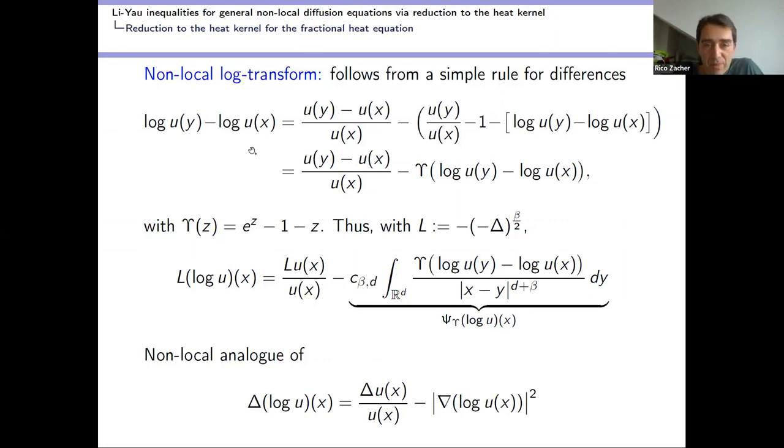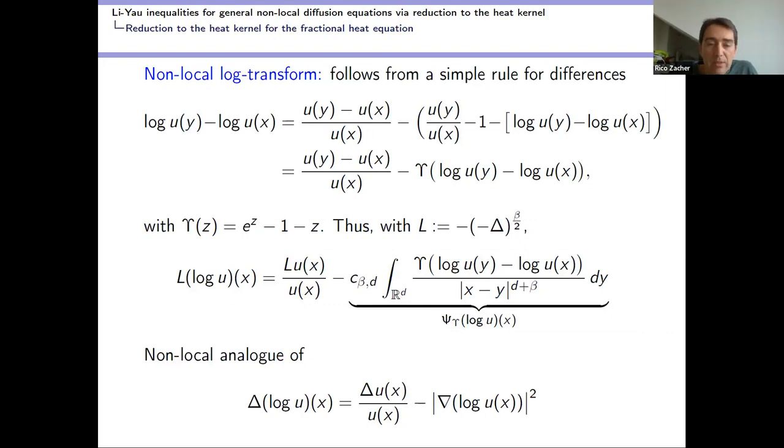So let's rewrite this. Now we would like to have something like this one here. So we write down the corresponding term, which is now the difference of the u's divided by u. Okay, and then we have to correct everything. And the correction term looks like this. And now the nice thing is that we can rewrite this in terms of this palm tree function of log u(y) minus log u(x). So this is just simple algebra, which is behind this chain rule for the non-local operator. So this is now the corresponding identity.